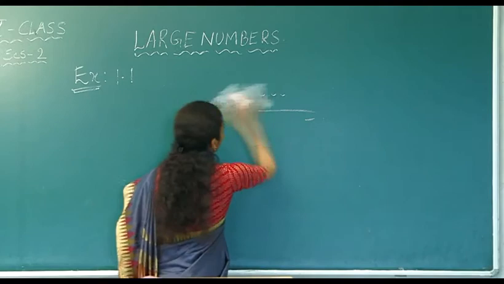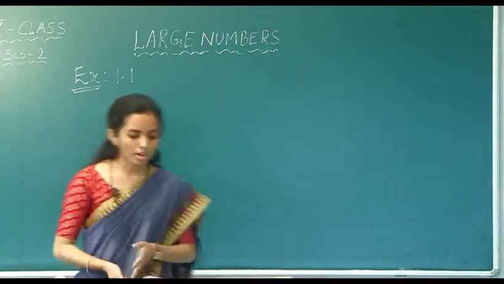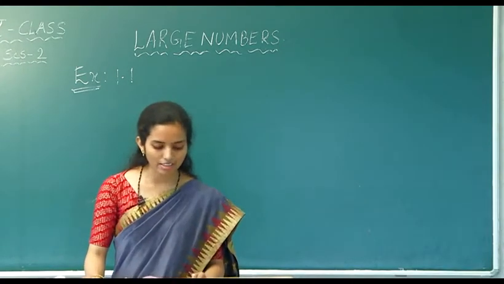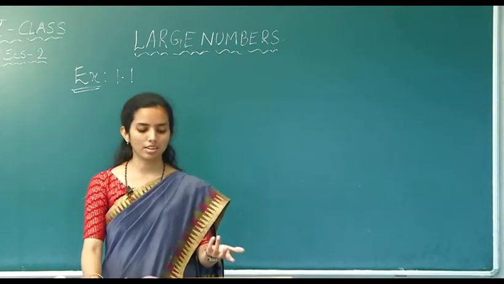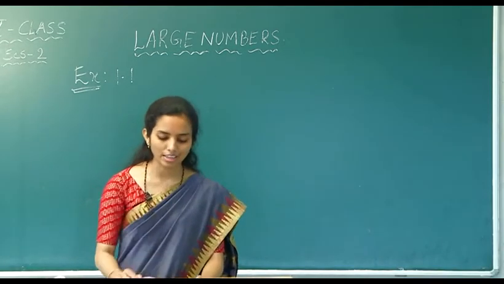How do we write it? We write the spelling of the word. That is, what is the first number given? First number is 45 lakhs 10,000 and 728. That number you have to write in spellings.